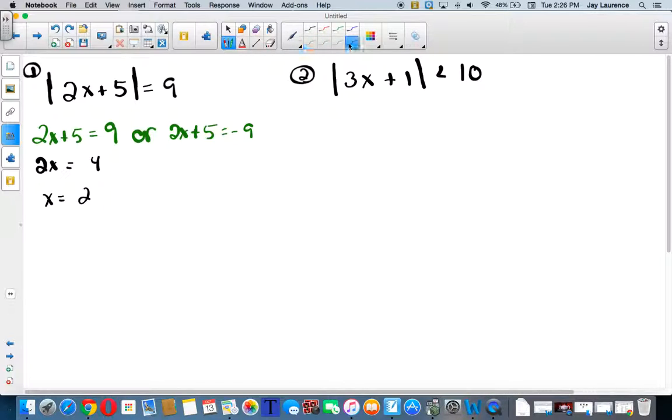All right, now I'm going to go over here and solve this one. So I'm going to get 2x is going to equal -14, right? And x is going to equal -7. So the other answer should be -7. Let's try it. 2 times -7 is -14, plus 5 is -9. Absolute value of -9? 9. It works. You see, there are 2 answers.